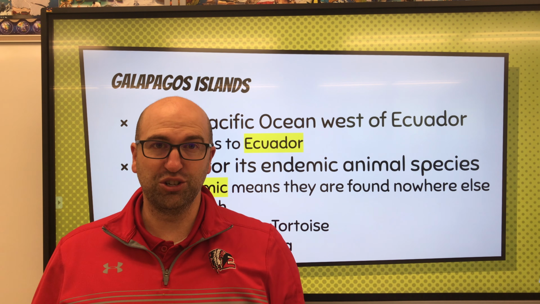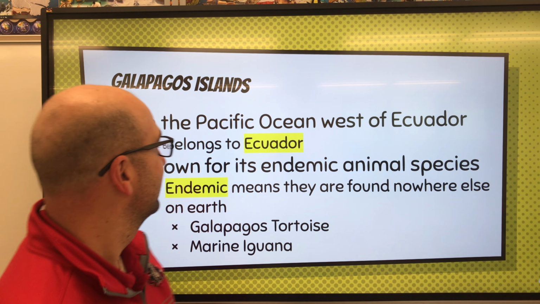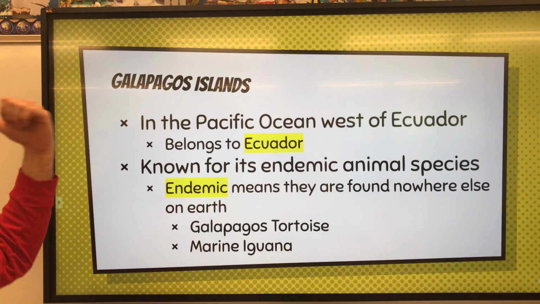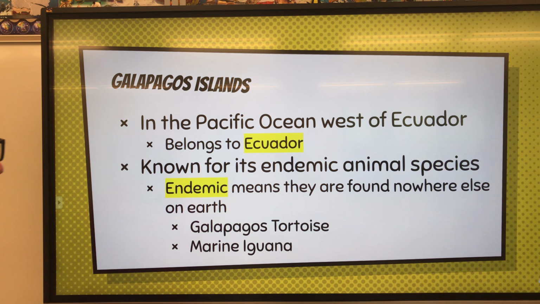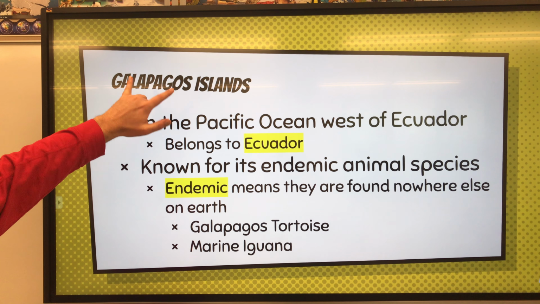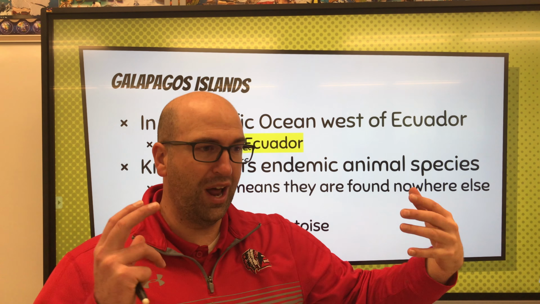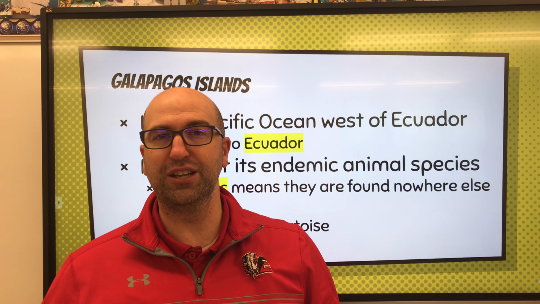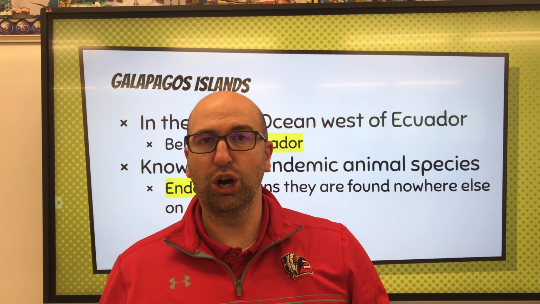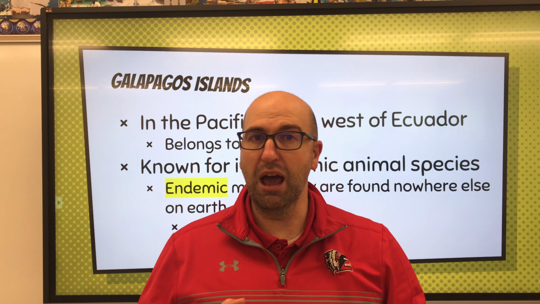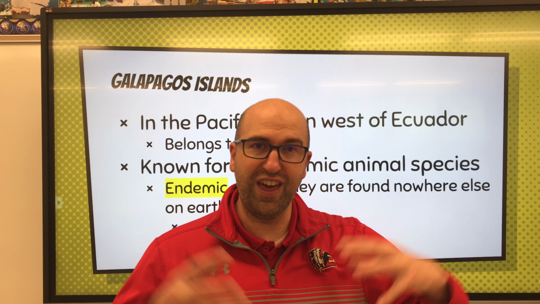Another interesting feature, we've got the Galapagos Islands. The Galapagos Islands are in the Pacific Ocean just west of the country of Ecuador. Ecuador actually possesses the Galapagos Islands. What's interesting is that since they're their own islands, isolated out in the Pacific Ocean, some of the animals found there are what we call endemic. Endemic animals are only found in that one area and nowhere else in the world.